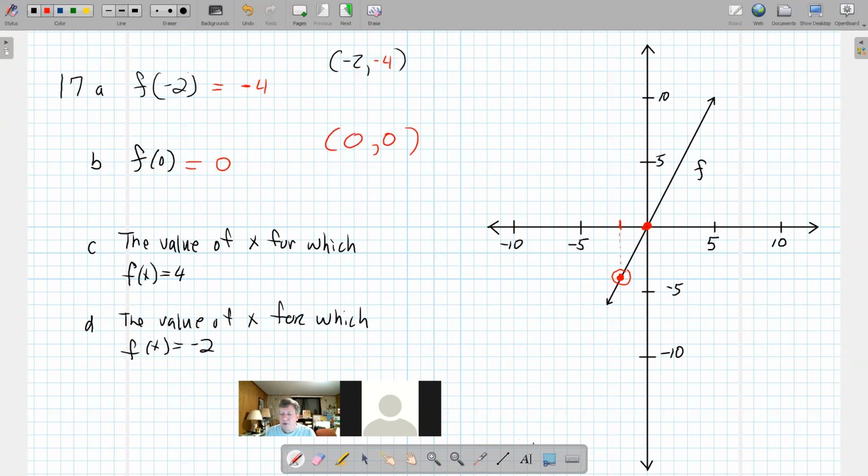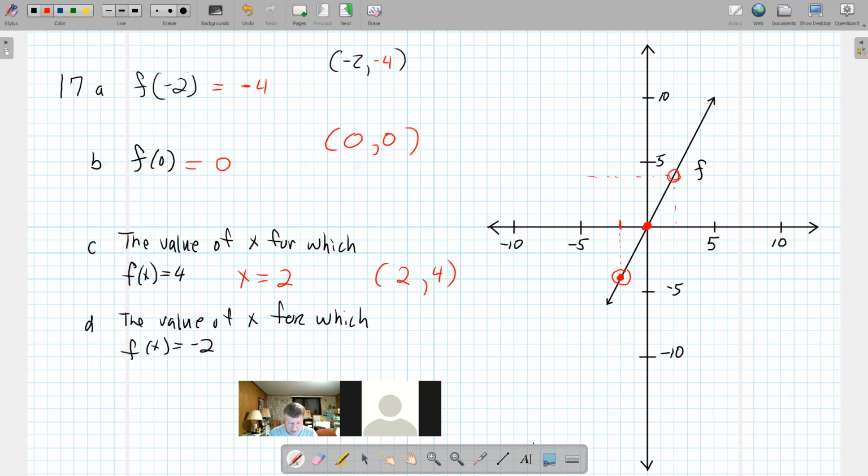All right. So for the first two problems, it was a case of given the input, find the output. For part C, it says the value of x for which f of x equals 4. So now it's a case of given the output, what is the input? We need to find on the graph a point that has a y value of 4. Well, y equals 4 is right there. The corresponding x value is 2. Any questions on that problem?